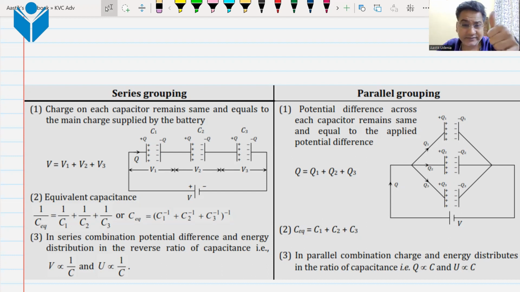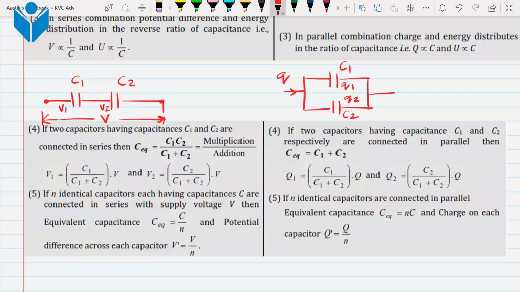Do we understand this? I'll give you a minute to note this down. Then you can move on to the next 4 and 5 points. If two capacitors C1 and C2 are connected in series and the total potential drop is V, V1 will be equal to C1 upon C1 plus C2 and V2 will be equal to C2 upon C1 plus C2. Do we understand this? This is how voltage divides in series combination.